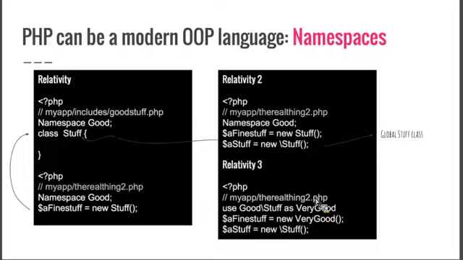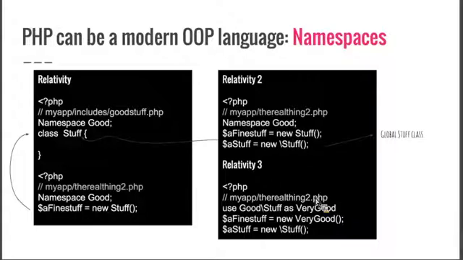We also have this relativity concept. So if I now define again my namespace good and this class stuff, and then I have this new file named my app the real thing 2.php, and I again define namespace good, all the things I build there will be in that context. So if I call new stuff directly, I'm really building a good stuff object based on that class. And this relativity concept goes further.